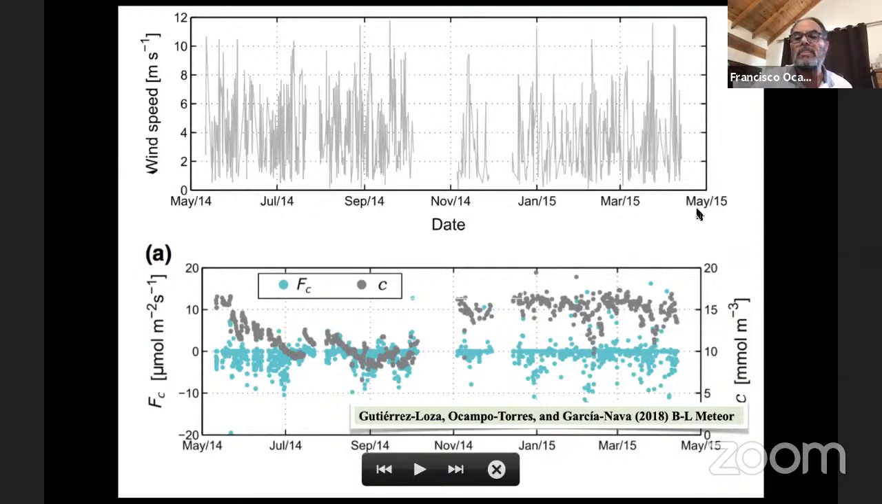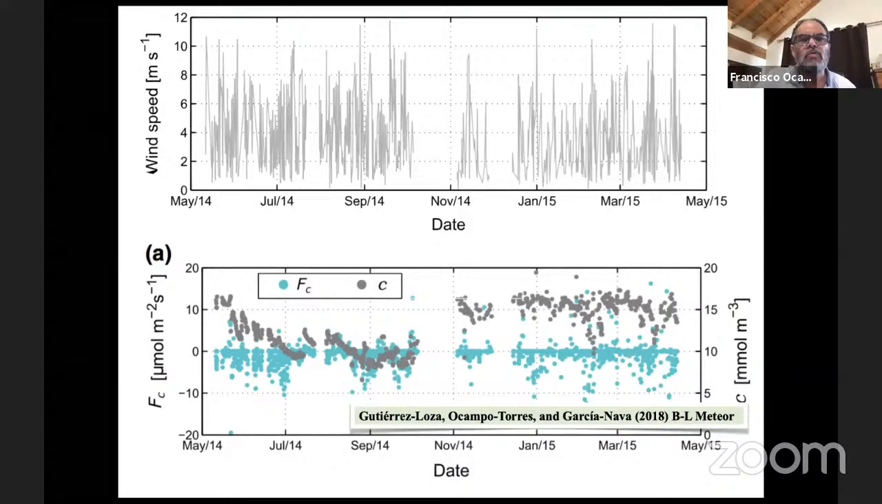From May 2014 to May 2015, we managed to estimate the fluxes in a wide variety of conditions of wind speed, from practically zero wind speed up to 12 or 13 meters per second. So this is the result for fluxes: the blue, or green-blue dots, and for CO2 concentration in the air, the gray dots.